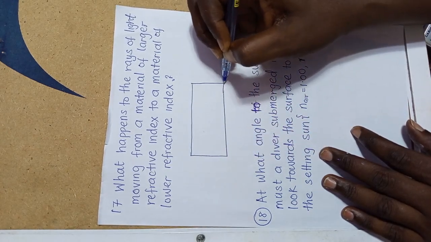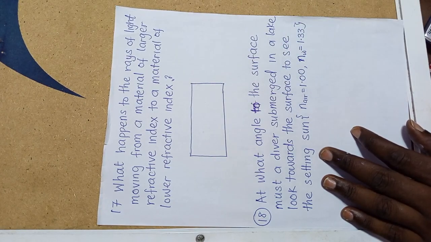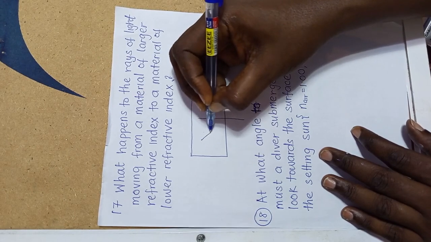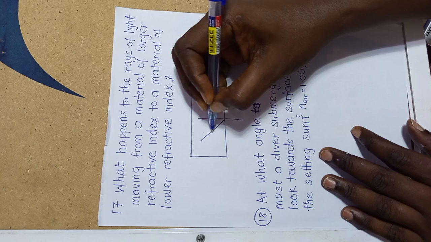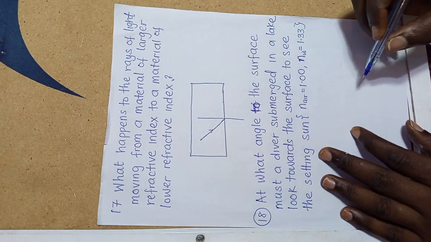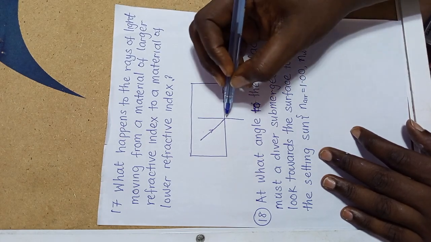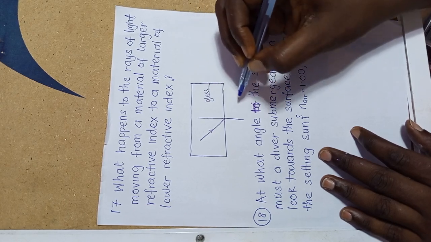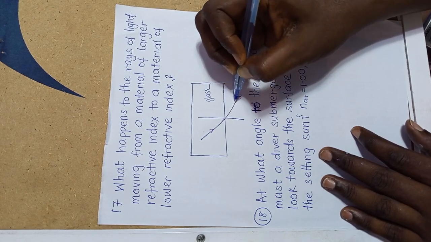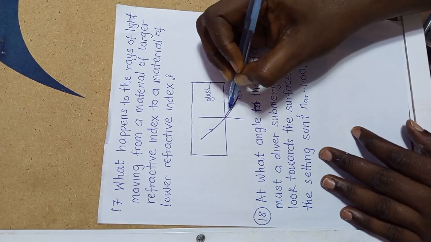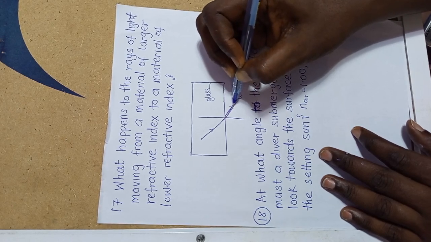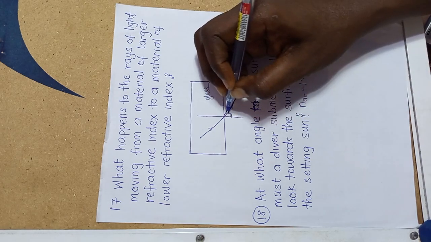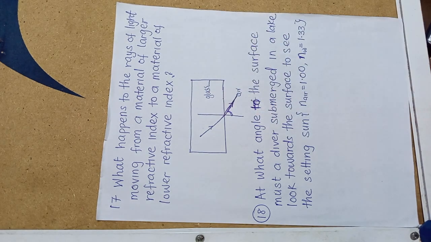What happens to a ray of light moving from a larger refractive index to a smaller one? Now look at the board, or what I'm solving rather. This is an incident ray from a denser medium into a medium with a higher refractive index. Let's say this one is glass and this is air. What will happen is that the refracted ray will be refracted away from the normal.